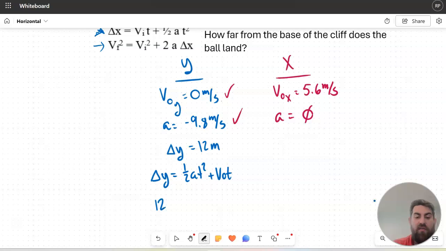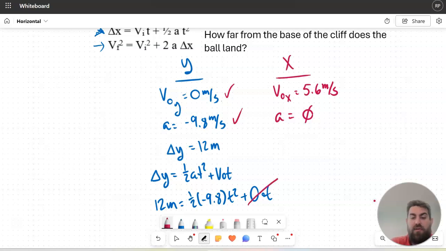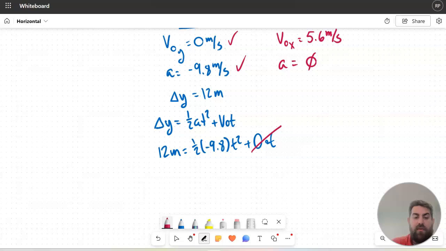So we have 12 meters equals 1/2 times negative 9.8 times t squared, plus V0, which is 0, times time. So this term goes away and our algebra gets a lot simpler. So 12 meters equals negative 4.9 t squared. And if you divide by 4.9 and take the square root, and this is negative 12, I'm sorry, because it's moving downward, you're going to get a time equal to 1.56 seconds.